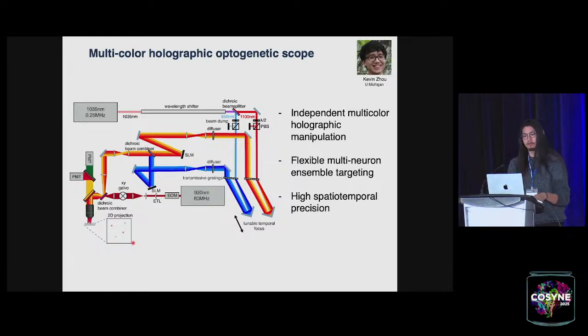Okay, so both colors are technically in the infrared spectrum, but I'm going to refer to them as red and blue for simplicity. We can imagine the red one opens the excitatory channel, and the blue one opens the inhibitory channel. So more red light, we get more excitation, more blue light, we get more inhibition. Let's see the scope in action.